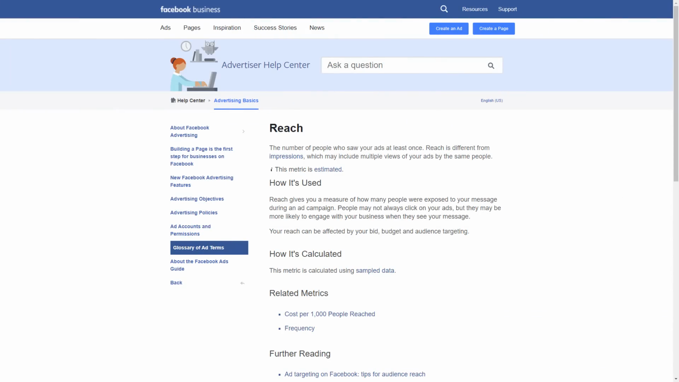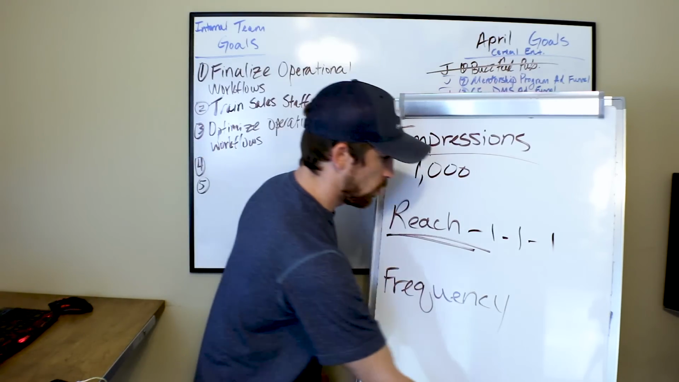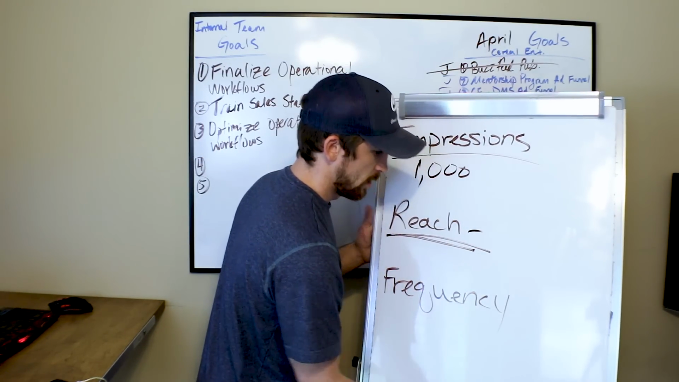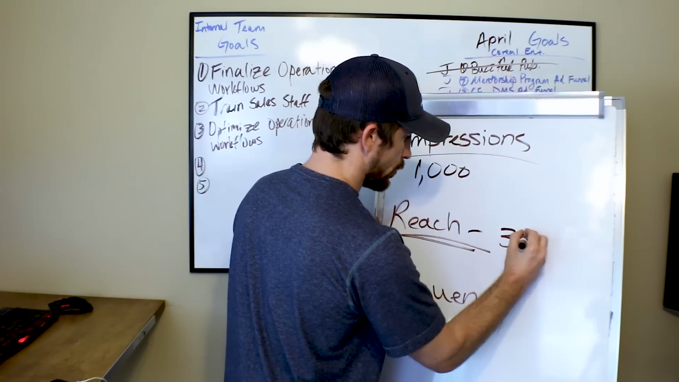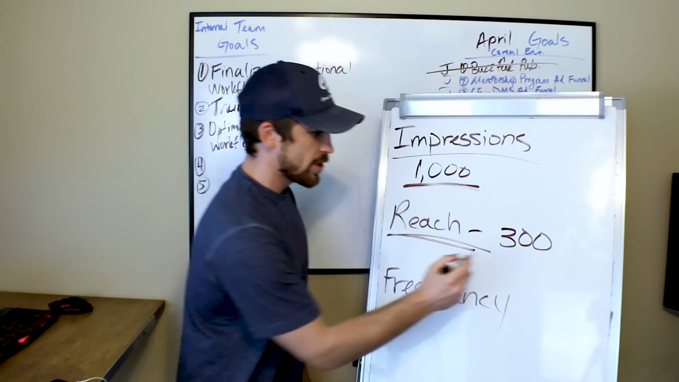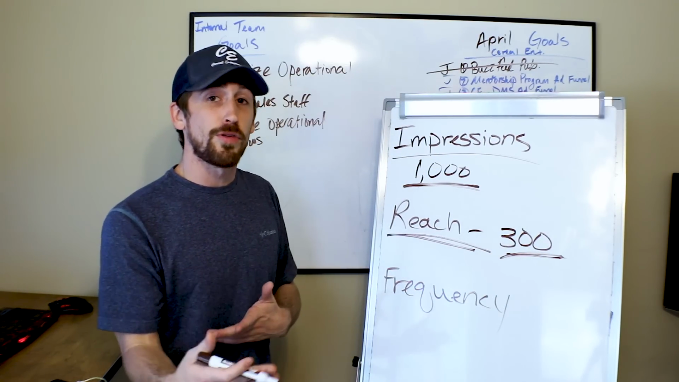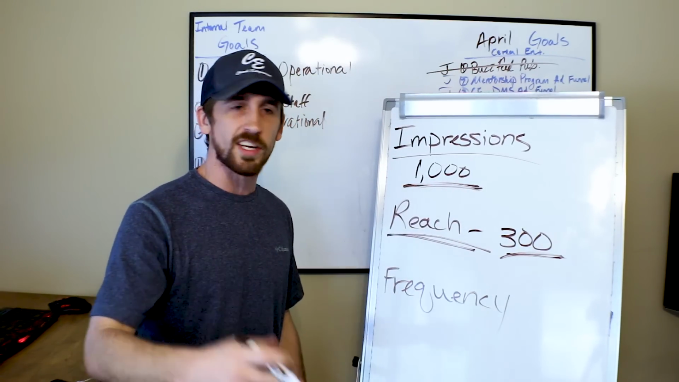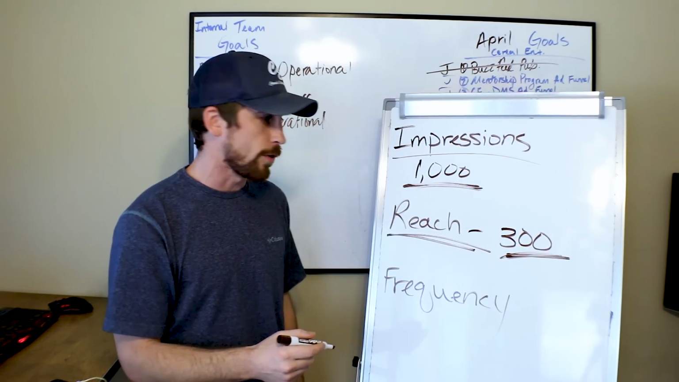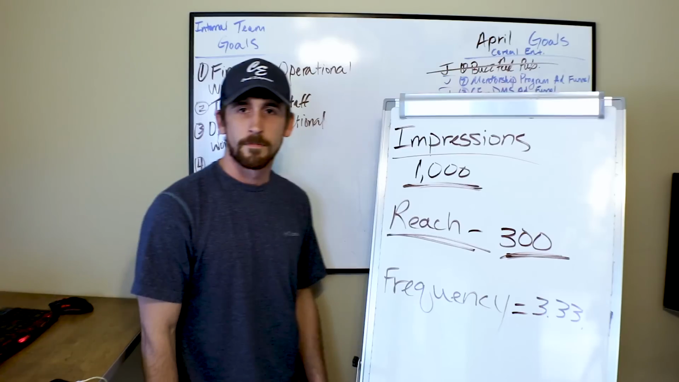So why is that important? Well, let's say you've got 1,000 impressions, all right, but your reach is only 300 people. That means out of the 1,000 times that your ad was shown, it was only shown to 300 people uniquely, okay? So you're not really reaching as many people as you thought. You see that 1,000 impressions and you're like, okay, cool, I'm showing this ad to a ton of people. But in actuality, you're only showing it to 300 people, at an average of about 3.33 times, okay?